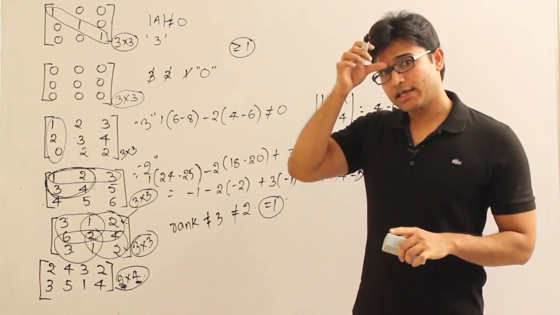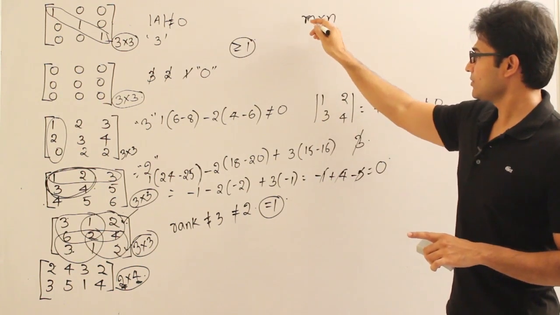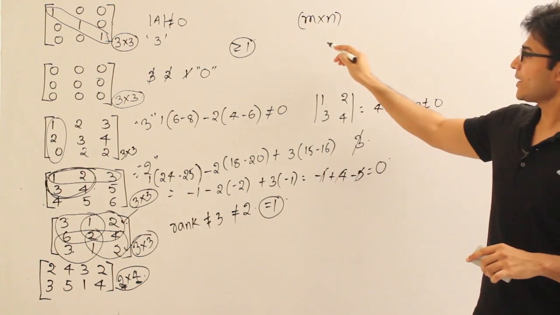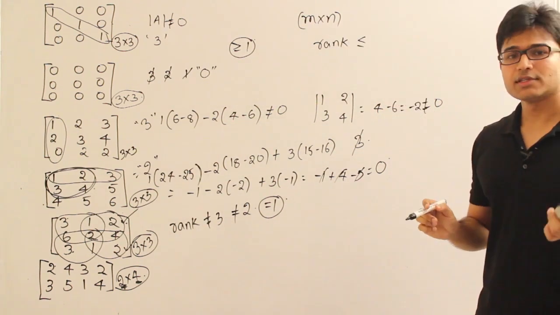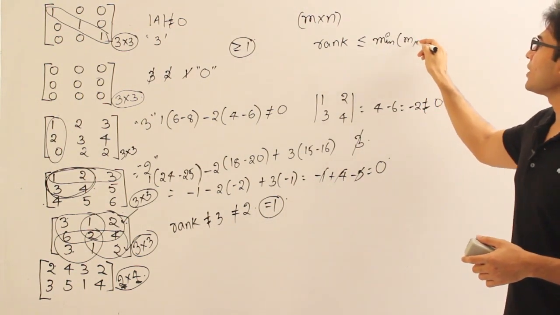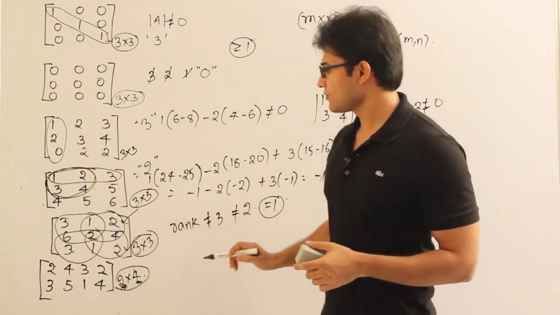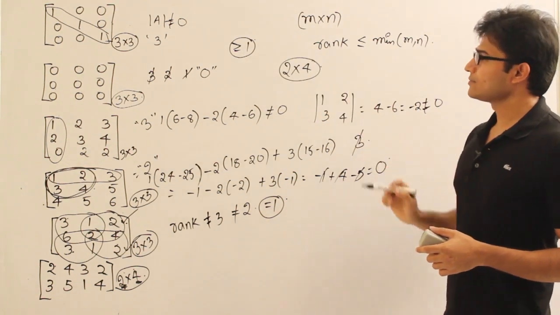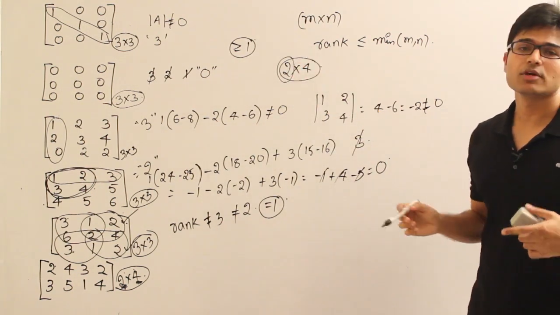Okay, so remember this: whenever we have the size of a matrix as m by n, the maximum order possible, or the maximum rank, is always less than or equal to the minimum of m comma n. What does it mean? If you have a matrix of size 2 by 4, then the maximum rank can never be greater than 2. It can be 2 in the best case.